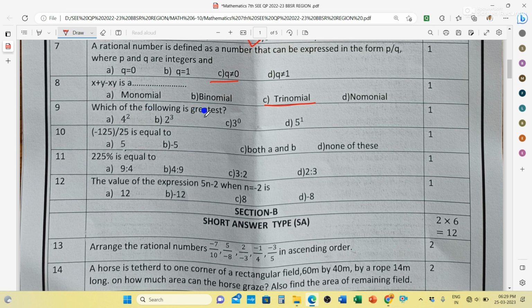Which of the following is greatest? 4 to the power 2 will be 16. 2 to the power 3 is 2 multiplied by 2 multiplied by 2, equal to 8. Then 3 to the power 0 will be 1. 5 to the power 1 will be 5. So which is the greatest one? You can see 4 to the power 2 is the greatest one, it gives 16. Okay, then minus 125 divided by 25 will give minus 5.